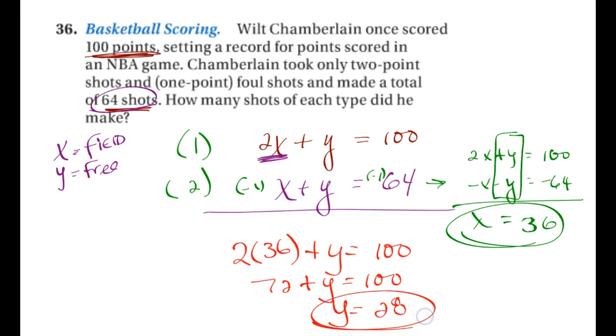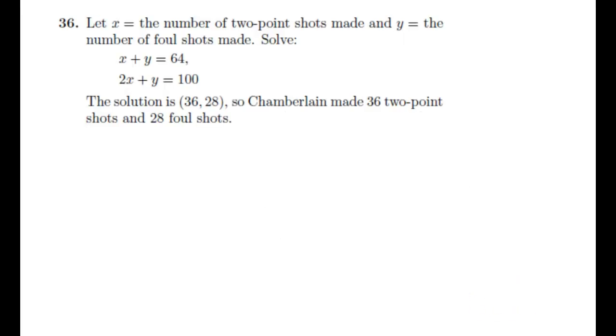So again, instead of leaving the answer like 36 comma 28, you might want to write out in words what the 36 means and what the 28 means. So 36 2-point shots and 28 foul shots.